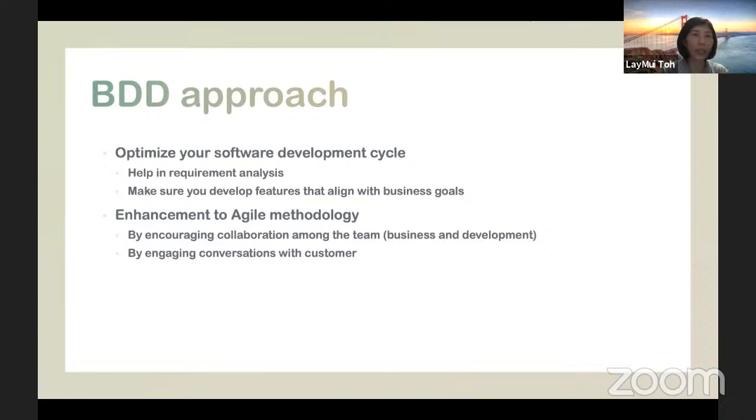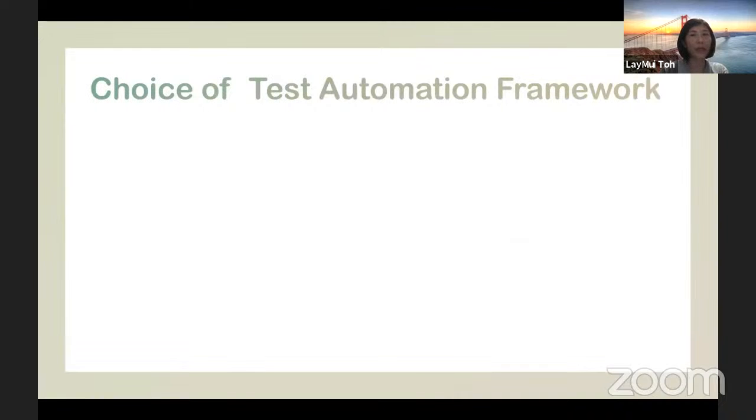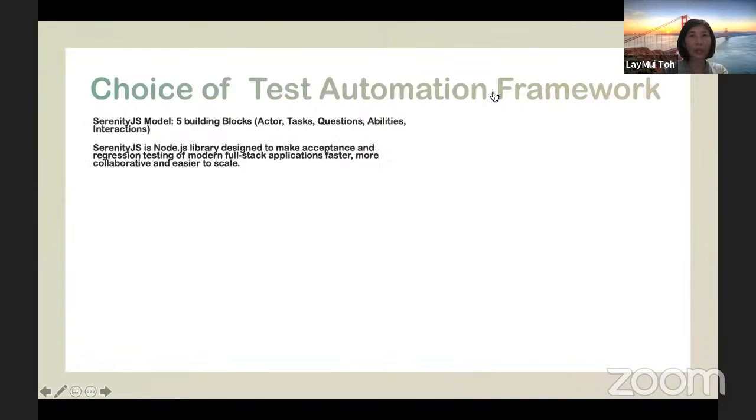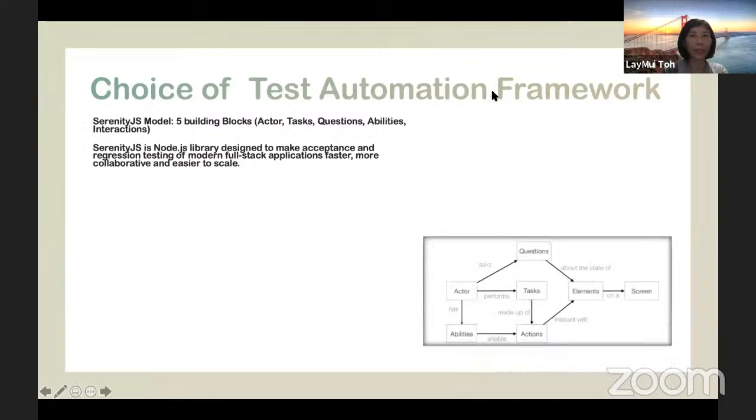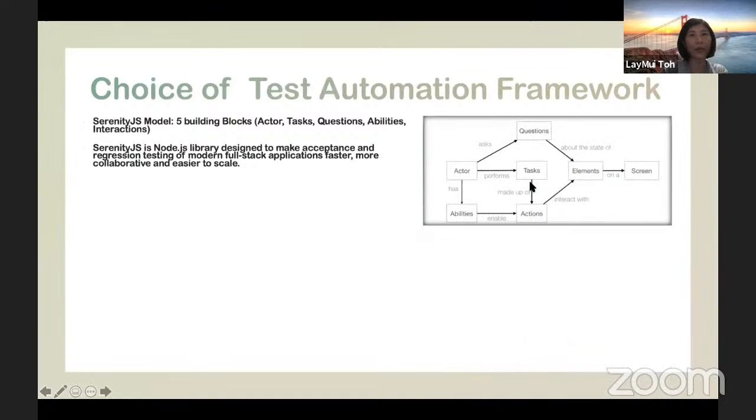As I choose this approach, of course, I also have to choose the test framework and the tools that can support BDD. So for me, the choice of test automation framework is key. In this case, I choose Serenity JS. Serenity JS is made out of 5 building blocks. This diagram explains these 5 building blocks.